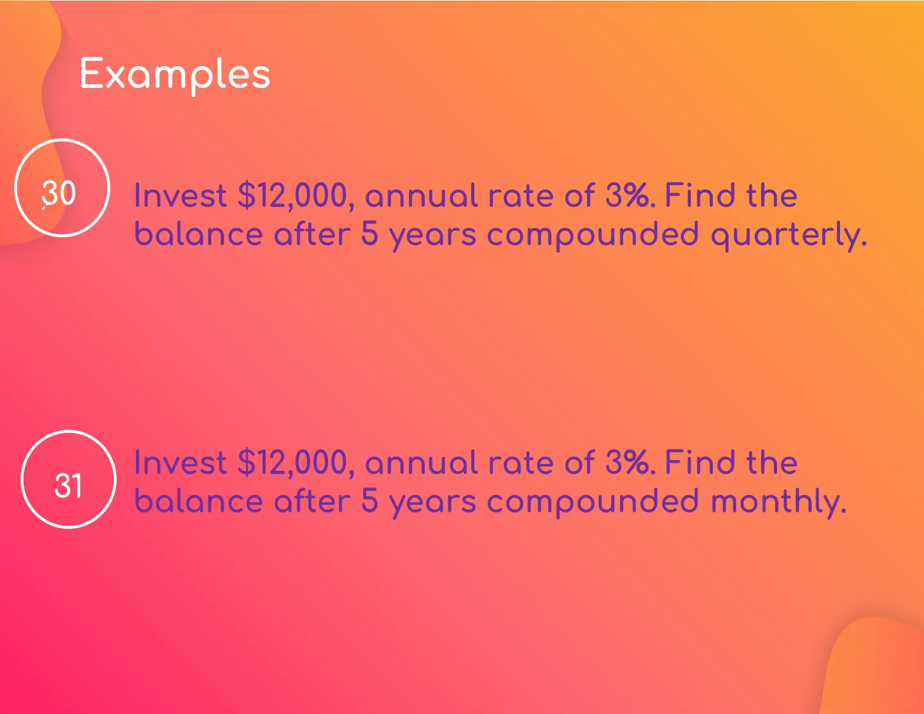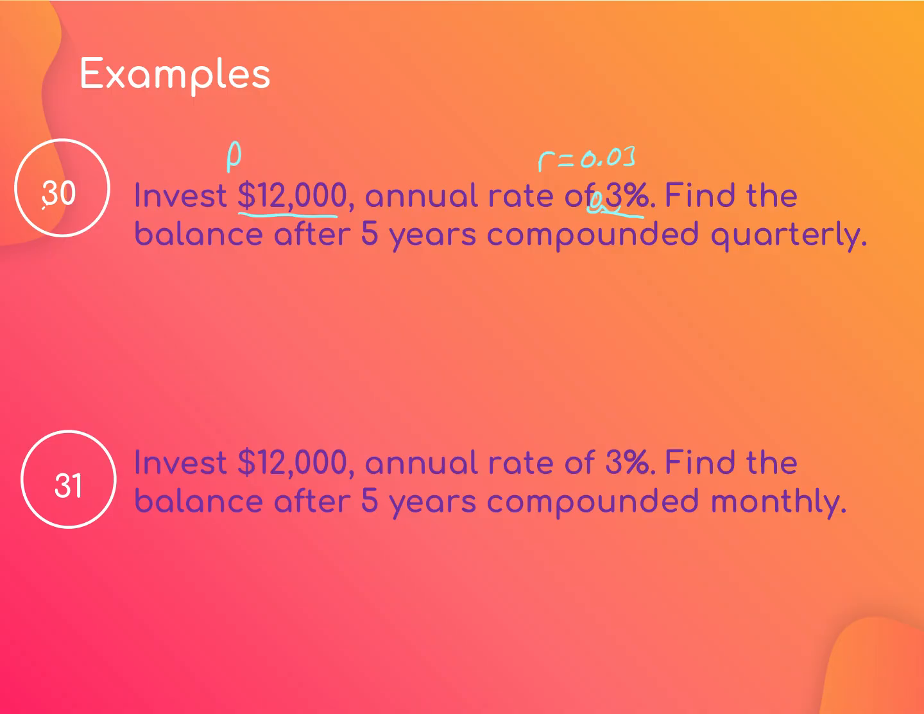All right, but let's actually apply this in a problem. Let's just say we invest $12,000. I'm going to label these as I go along. Invest $12,000, that makes your P value 12,000. And we have it at an annual rate of 3%. That means our R value as a decimal, I'm going to move that 2 decimal places over, so this is going to be 0.03.